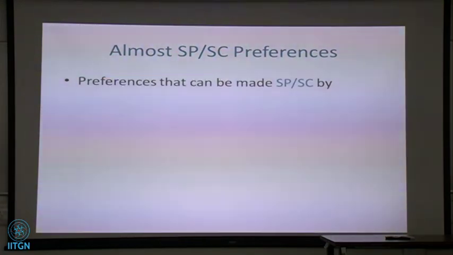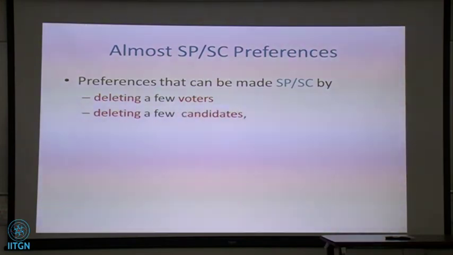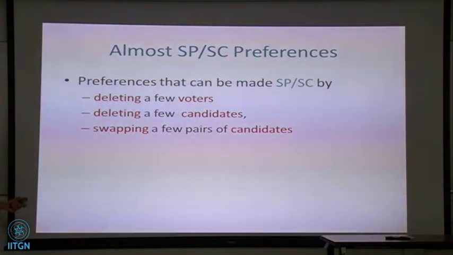If you look at preference data, again from the PrefLib library, you don't see anything that is purely single peaked or single crossing. You always see noise. So you can ask if a preference can be made single peaked or single crossing by deleting a few voters, deleting a few candidates, or, more moderately, swapping a few pairs of candidates in each vote, or in total.